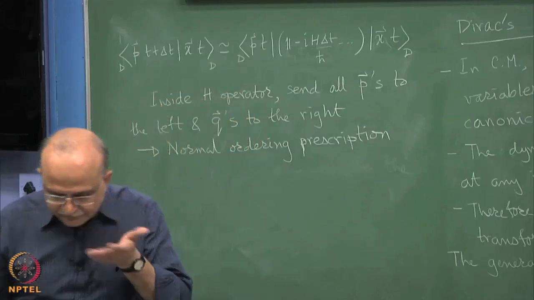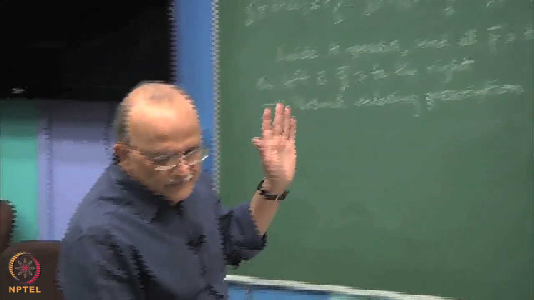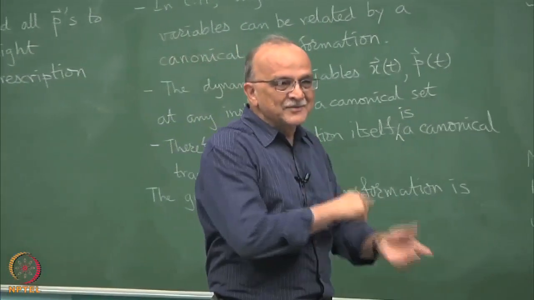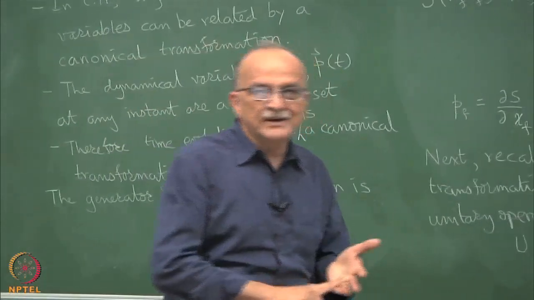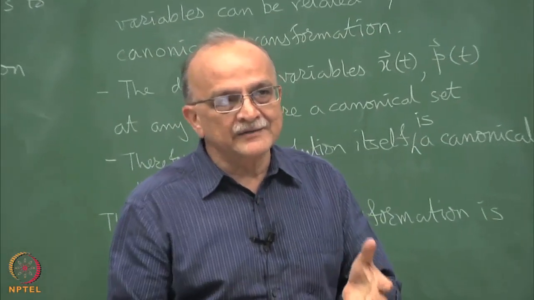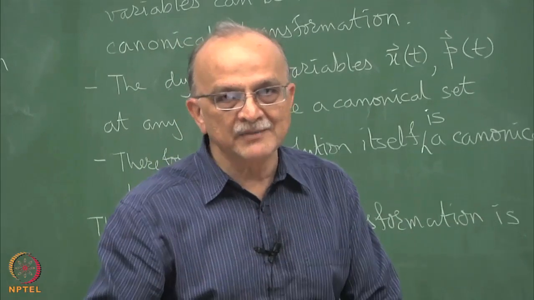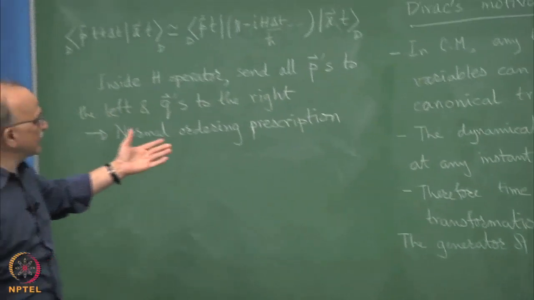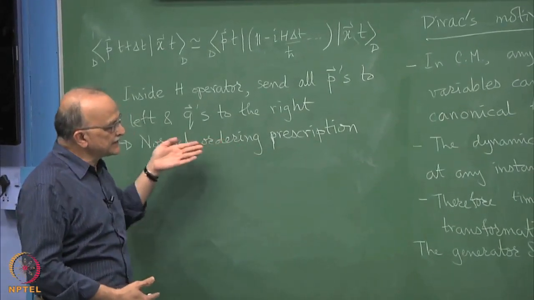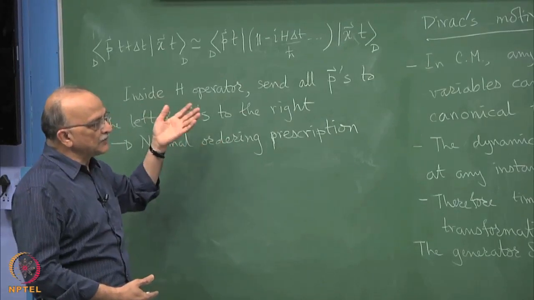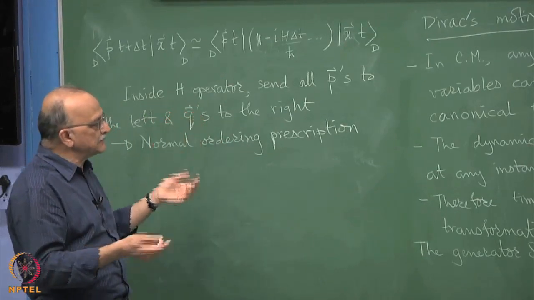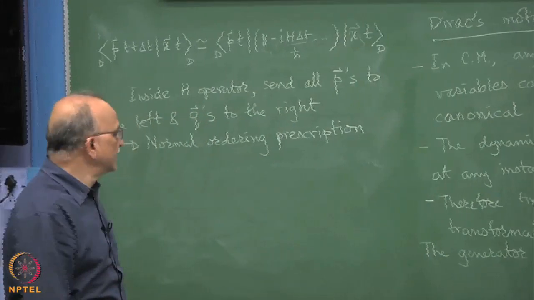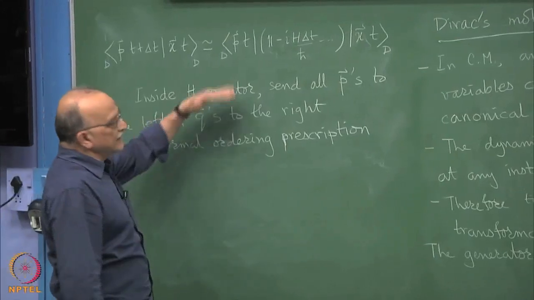Remember, postulate number 5, quantum kinematics. Quantum kinematics said that we have a great convenience of expressing any operator in terms of the basic canonical set Q P, except for the little irritation that when we try to do it for operators that are higher powers of X and P, there is a problem of ordering the X's and P's. So that same problem occurs here as well.